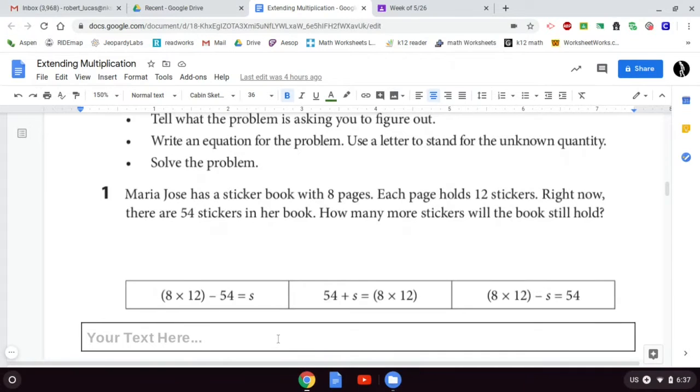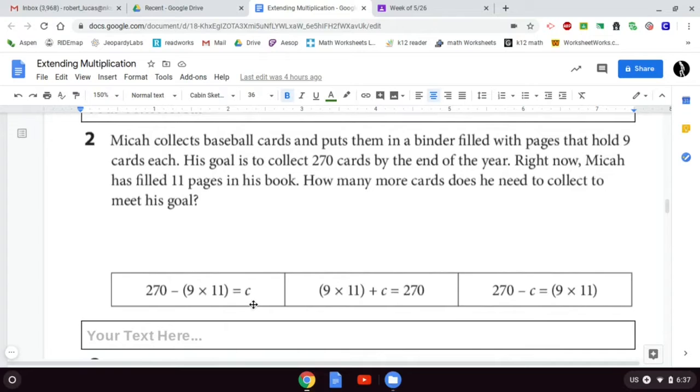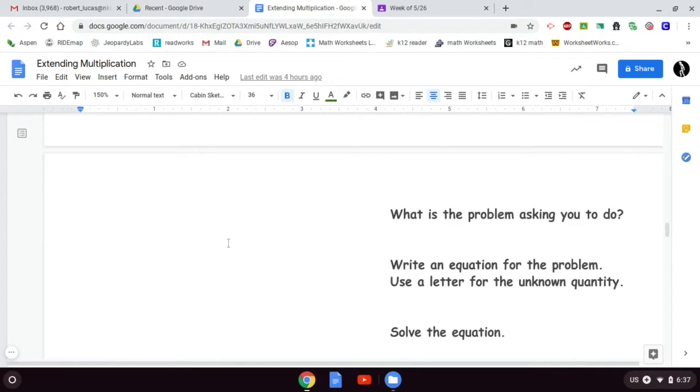This way, it's a digital document. It's right there. Include the equation. Make sure you write out the complete equation and the answer when you solve it. I will also be looking for you to answer these in complete sentences. You got number 1, number 2, which is about Micah, number 3, which is about a girl named Elisa, and that's the end of the sheet.